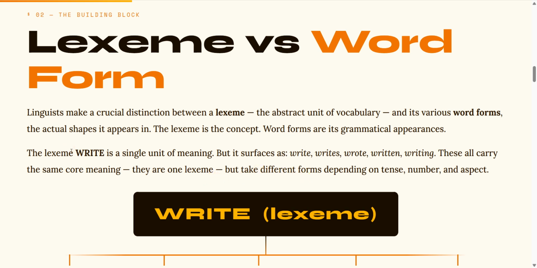So basically, in your mind, the lexeme is one, and its word forms can be multiple. If we take play, play is one lexeme. Its different forms are plays, played, player, playing. So this shows that it takes different forms depending on tense, number, and aspect.